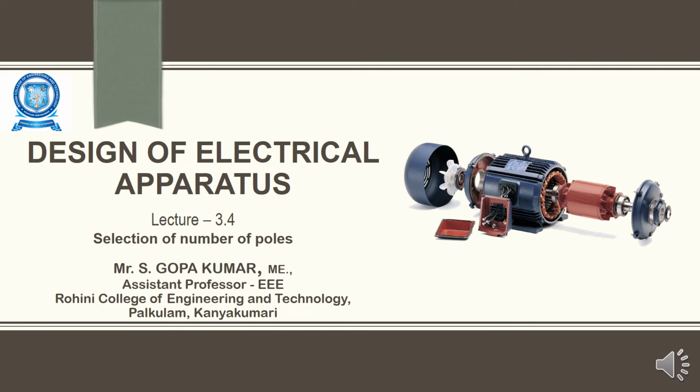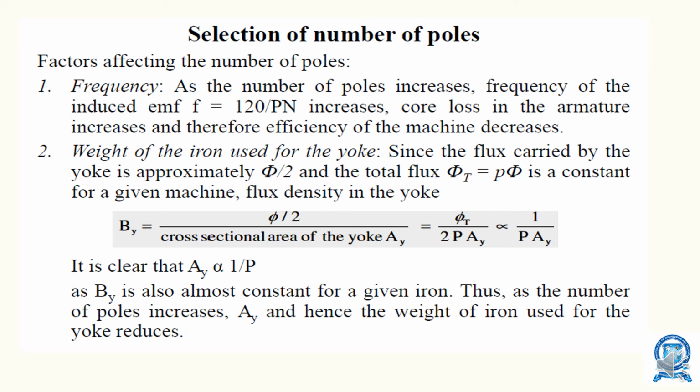Welcome, all. In this session, we are going to discuss how to select the number of poles for a DC machine. Factors that are affecting the number of poles: the first factor is frequency.